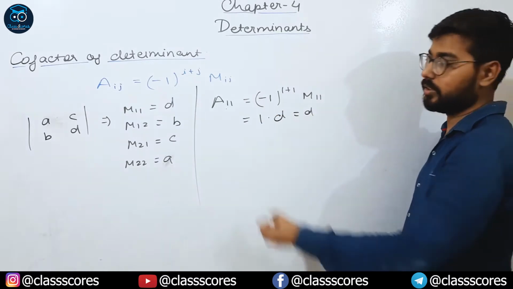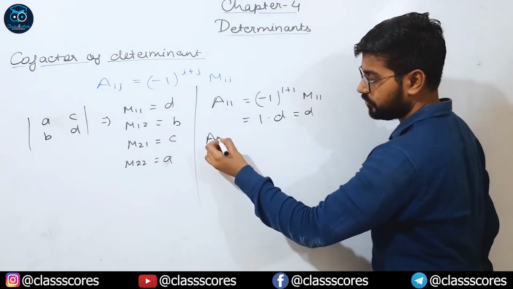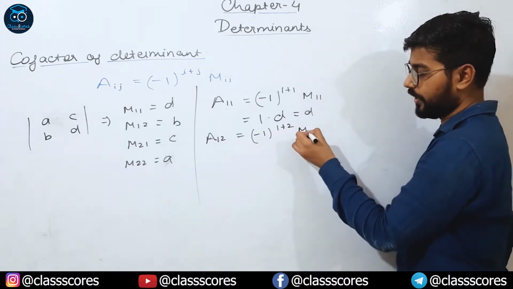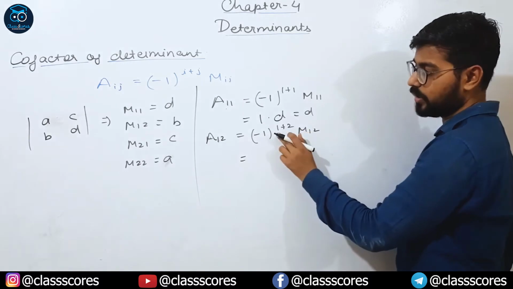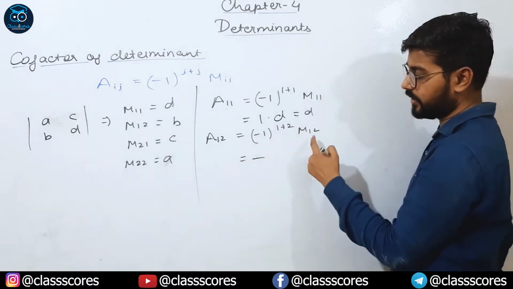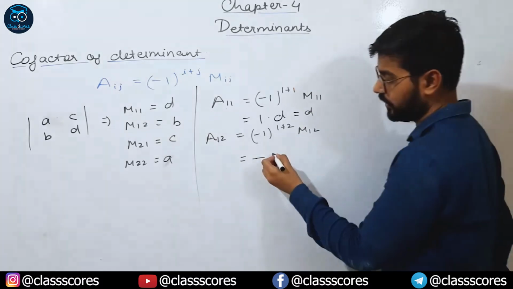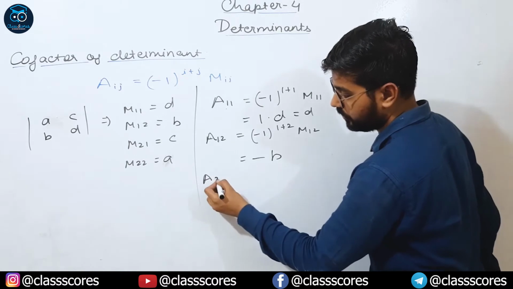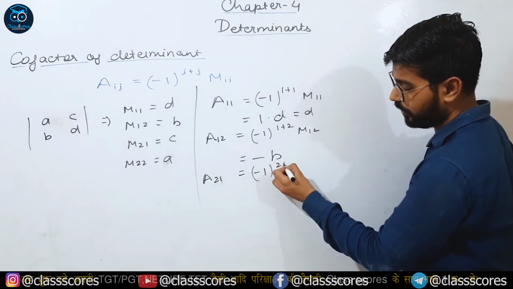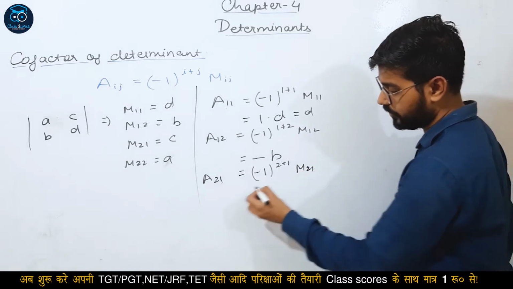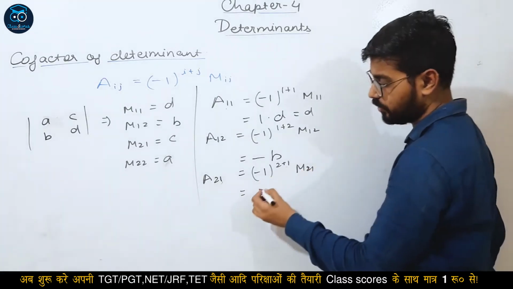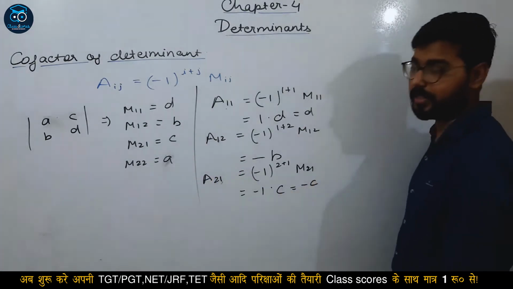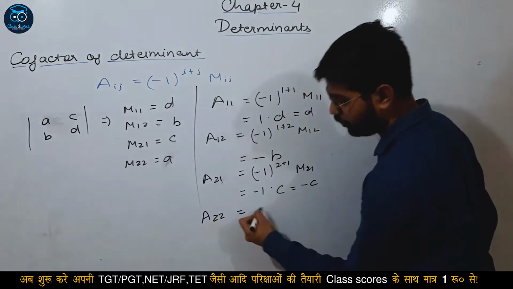So it is D. A12 means (-1) to the power 1 plus 2 times M12. 1 plus 2 is 3, so (-1) cubed is minus, times M12, that is B, so it is minus B. Then A21 means (-1) to the power 2 plus 1 times M21. 2 plus 1 is 3, so (-1) cubed is -1 into M21, that is C, so we write minus C.